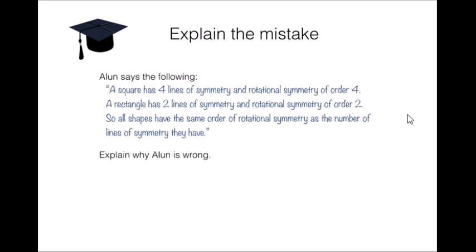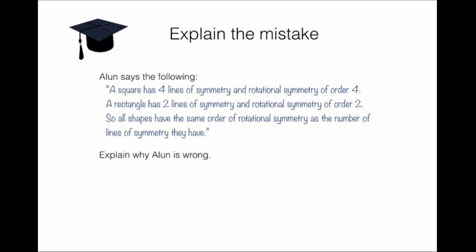Alan here says a square has 4 lines of symmetry and rotational symmetry of order 4. A rectangle has 2 lines of symmetry and rotational symmetry order 2. So all shapes have the same order of rotational symmetry as the number of lines of symmetry they have. Explain why Alan is wrong.